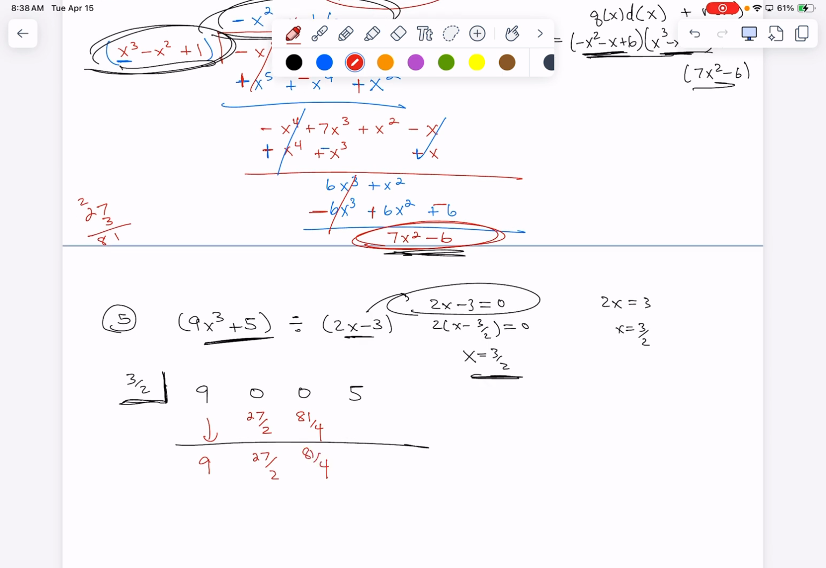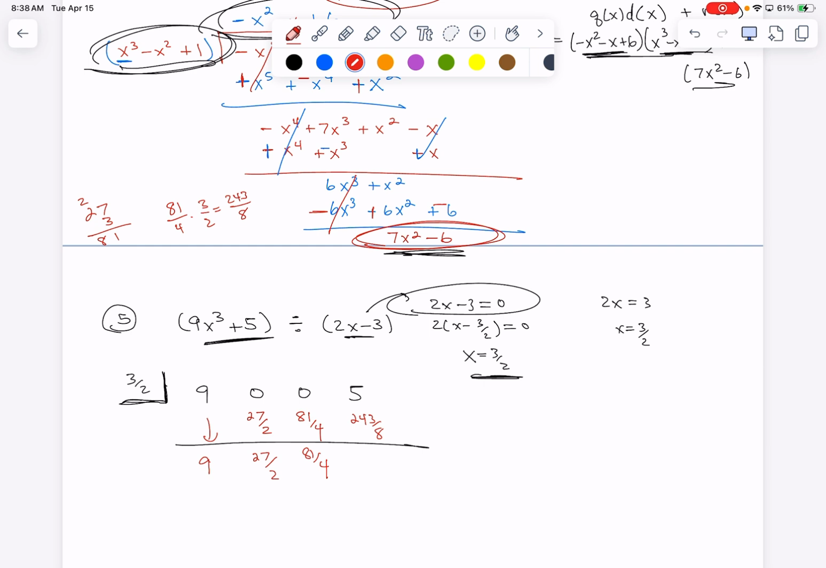All right, now multiply again. Dude, I'm going to get extra time on this test. There's not many questions because they take so long. So what's 81 fourths times 3 halves? 243 over 8. Is that right? It'd be 243 over 8. Yay.